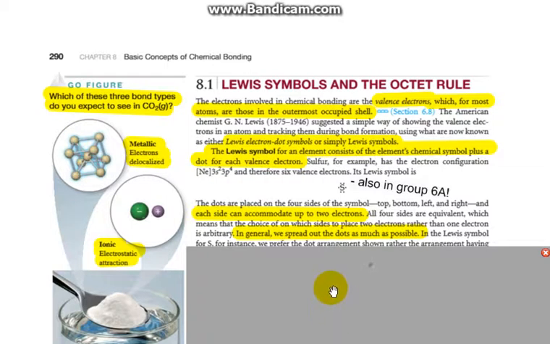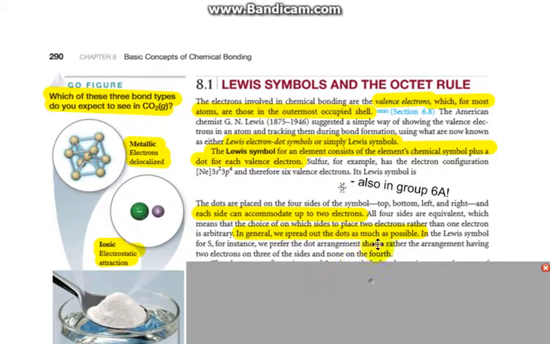In the Lewis symbol for S, for instance, we prefer the dot arrangement shown rather than the arrangement having 2 electrons on all 3 sides and none on the 4th. So again, spread out initially the first 4, and then start doubling up if you have 5, 6, 7, 8.